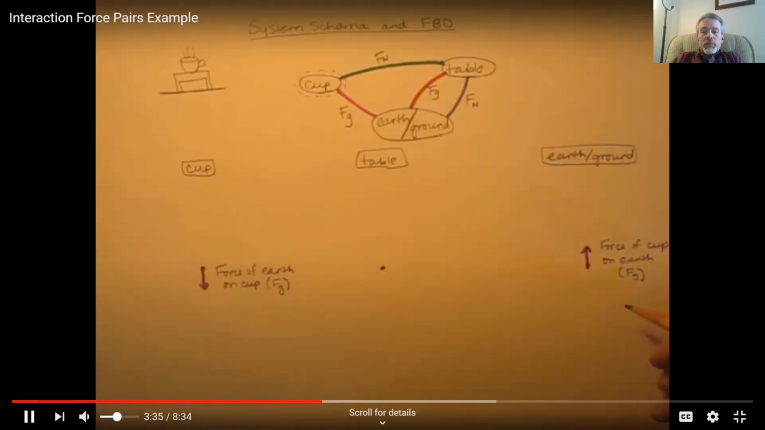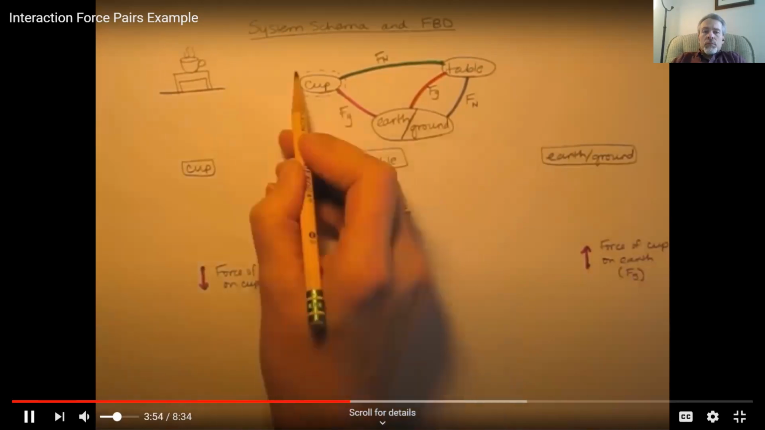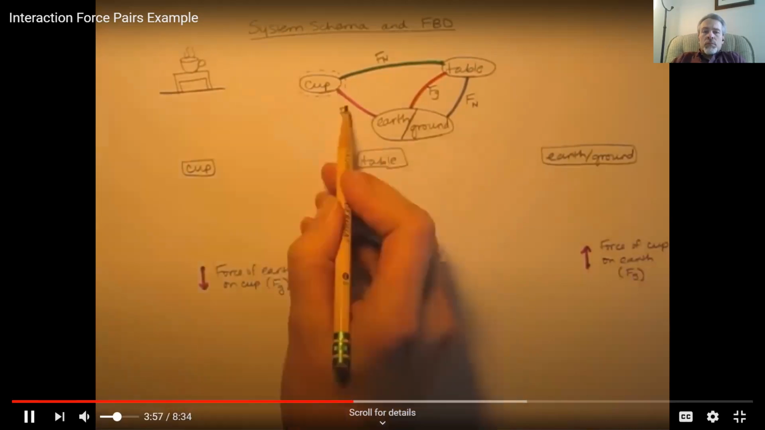Usually, if you were to drop a cup, you would notice the cup accelerating towards the earth, but you would not notice the earth accelerating towards the cup. And that's just because the mass of the earth is so tremendously large that you don't notice the acceleration. It's not measurable. It's just so small. Now back to the free body diagram of the cup. We have drawn the force of the earth on the cup.